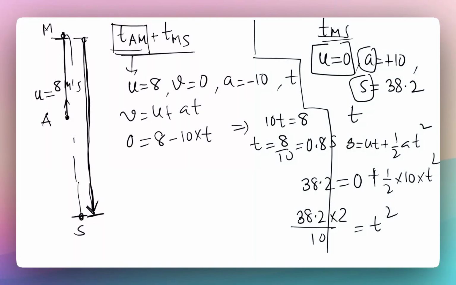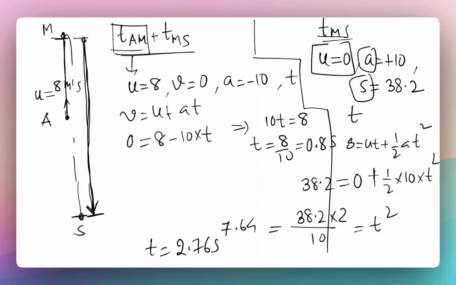So let's use our calculator to find that value. So that's 38.2 into 2 divided by 10, and then we have to take the square root. Okay, so let's use our calculator. That's 38.2 into 2, 76.4, divided by 10. So that's going to be 7.64. So my T is going to be the square root of that, right? So you can take the square root of 7.64. That's 2.76 seconds. Okay, 2.76 seconds.